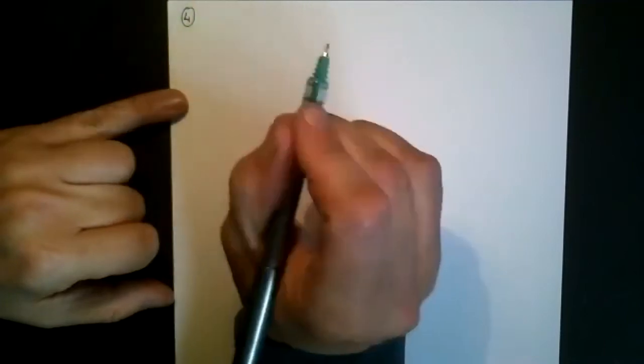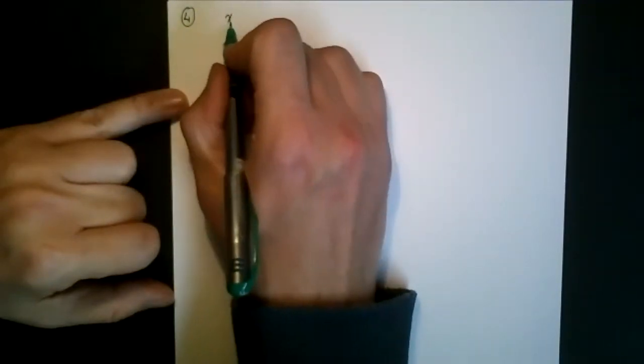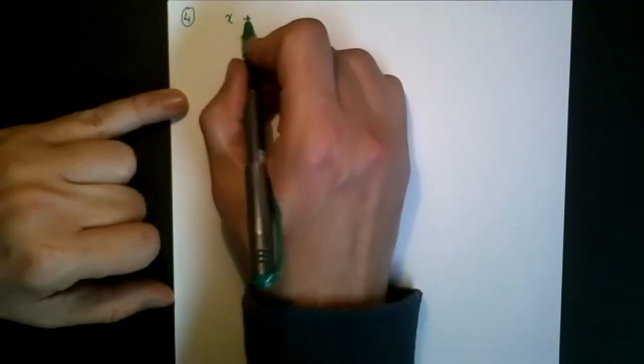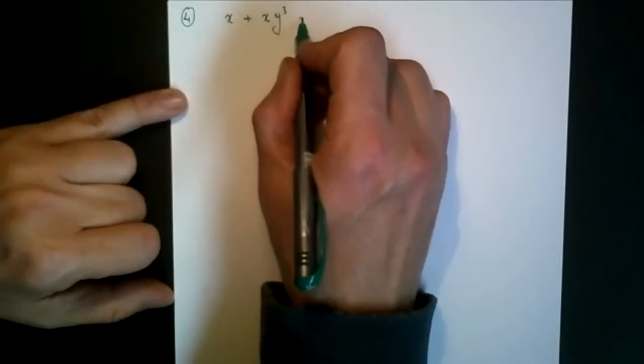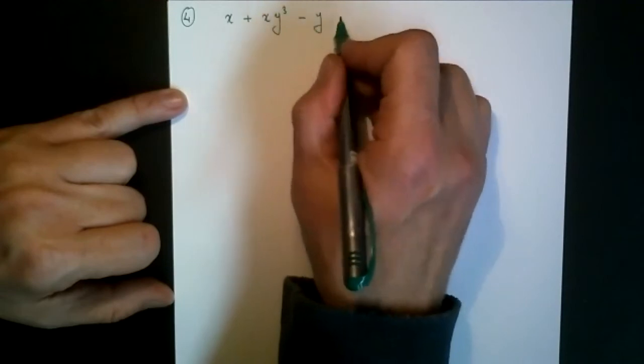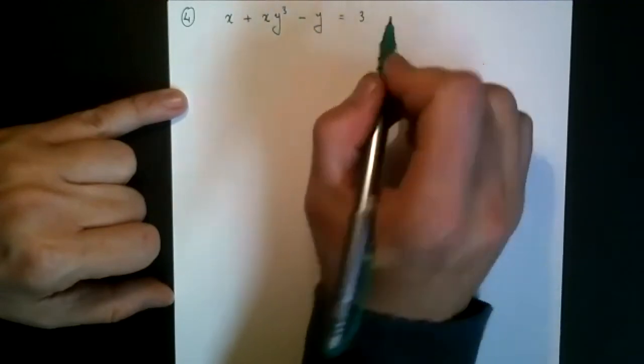So let's complicate things a bit. You have to be careful now. So still find y prime. x plus x y cubed minus y equals 3.